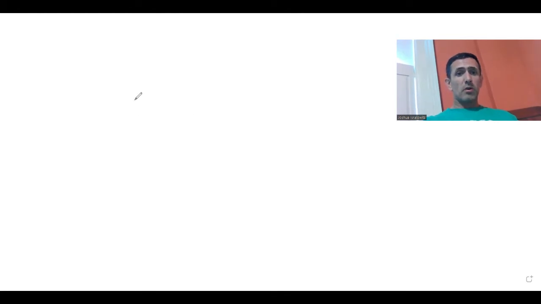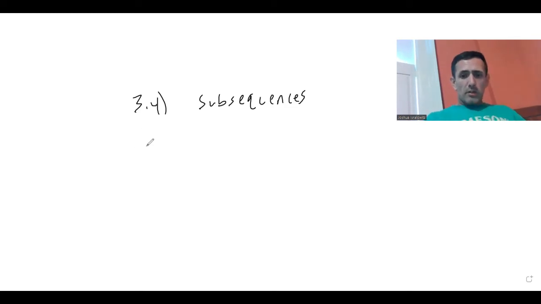Okay. So we're going to be talking about subsequences. And I'll talk a little bit more about divergent sequences in this section too. Okay, so what is a subsequence? Well, it's very simple. It's basically what you would think it is.